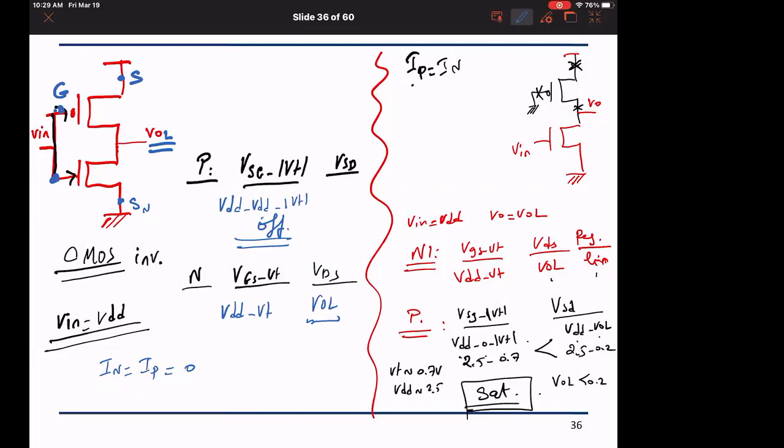In which region is the NMOS working? Linear. In the linear region, right? So this means that I will write K prime W by L times VDD minus VT times VOL minus VOL squared over 2. I want this to be equal to 0. If and only if, what will be VOL? X minus X squared equals 0. What is this X? 0. So the X is going to be 0, so VOL equals 0.